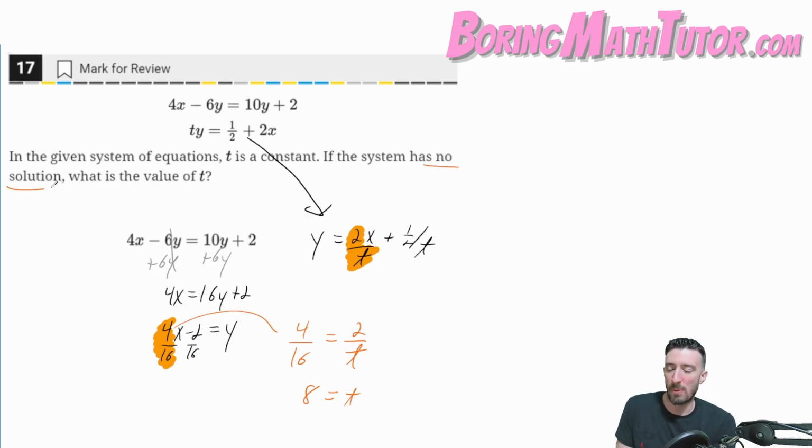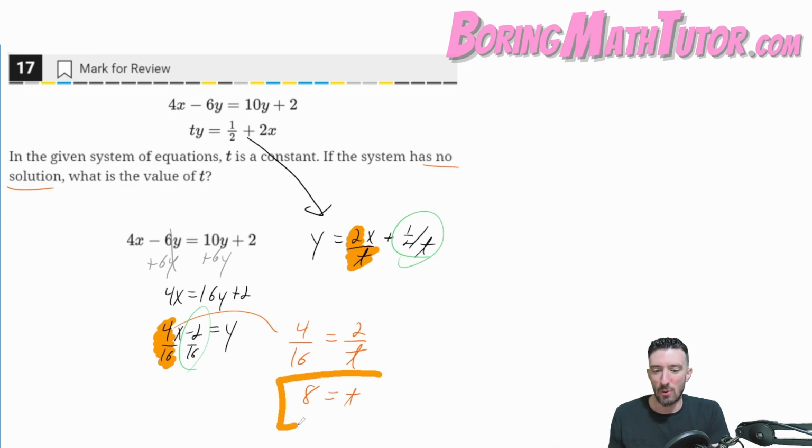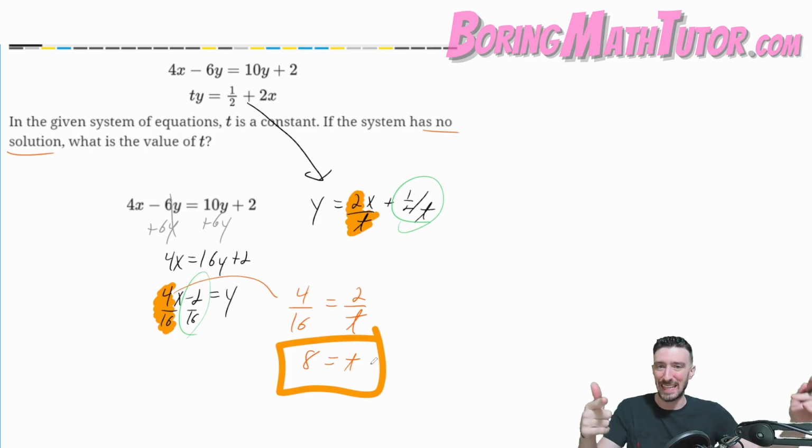So no solution problems can be done by getting the same slope and different y-intercepts. Now if I use t equals 8, the y-intercept here is not going to be equal to this negative number. So I'm good on that front. I can just walk away and say that the answer here is 8.